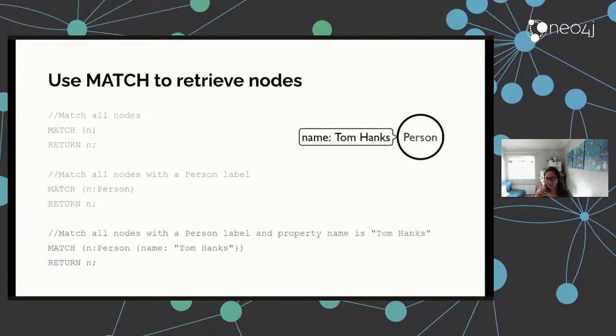If I want to return all nodes that have a person label and a property of name Tom Hanks, then here's our reference n. I now specify the label. And as we said, everything in curly braces is a property. So curly braces here, name, Tom Hanks, return n. This is going to return all nodes with a person label that have the property of name with the value of Tom Hanks.